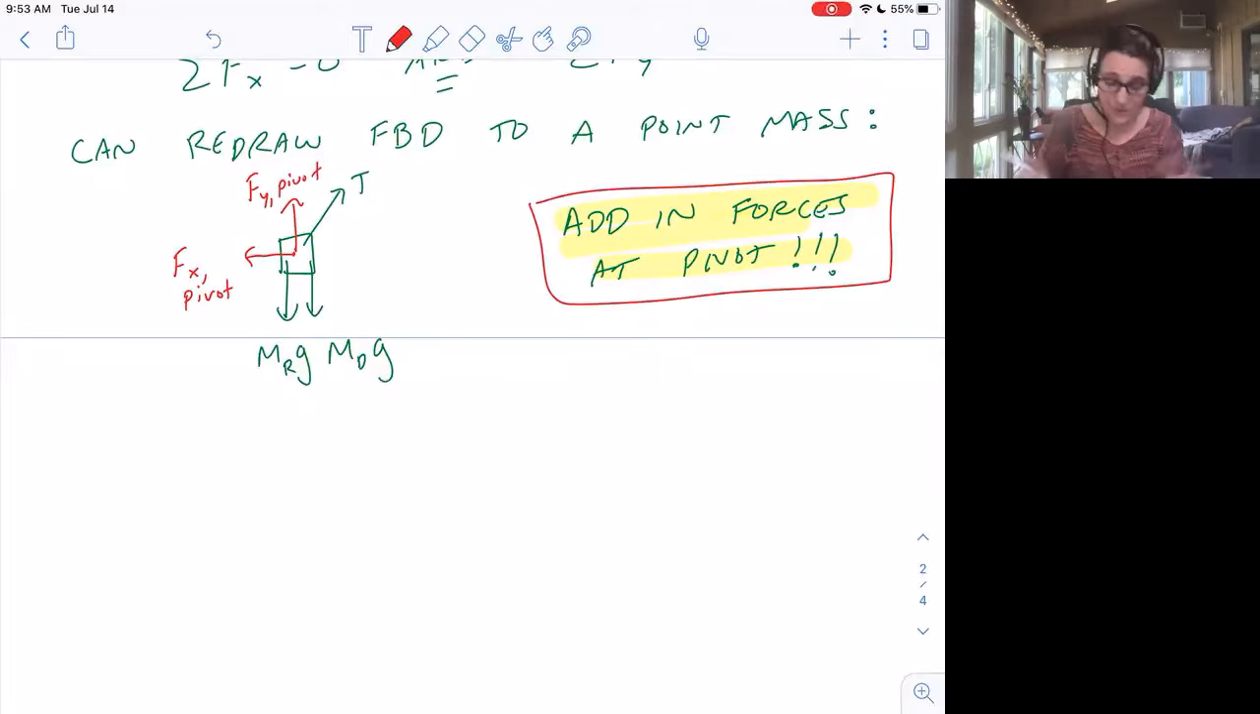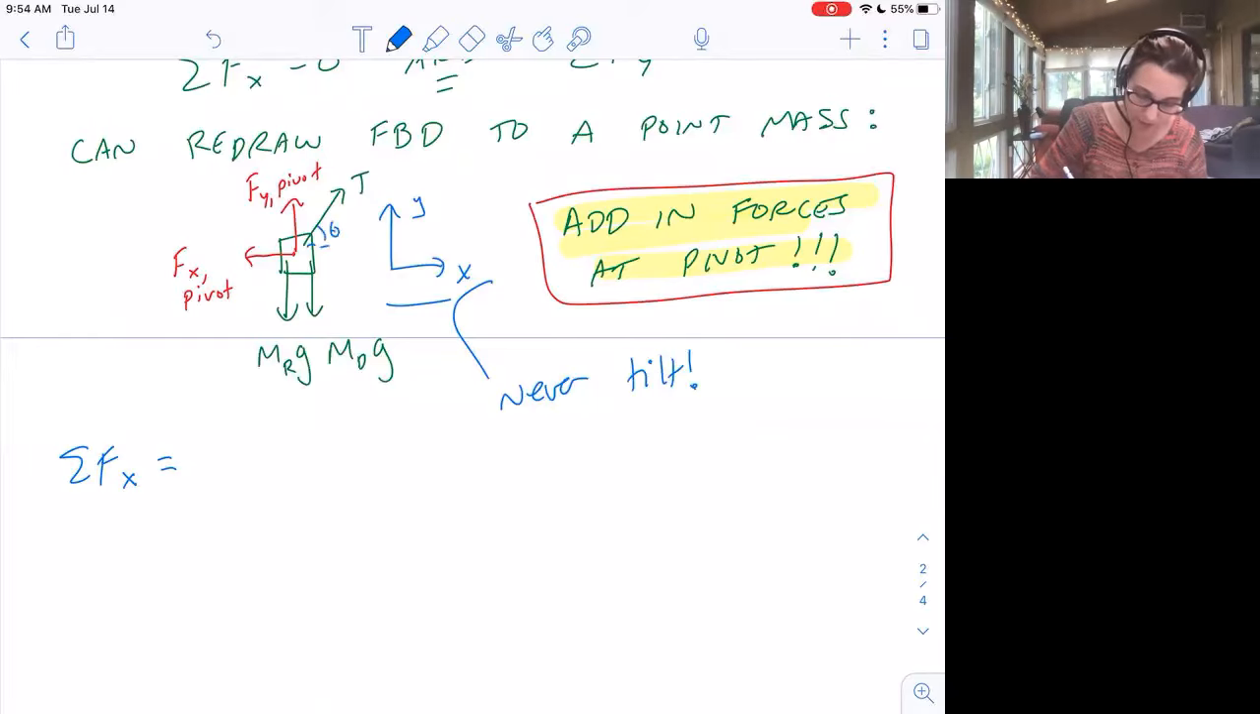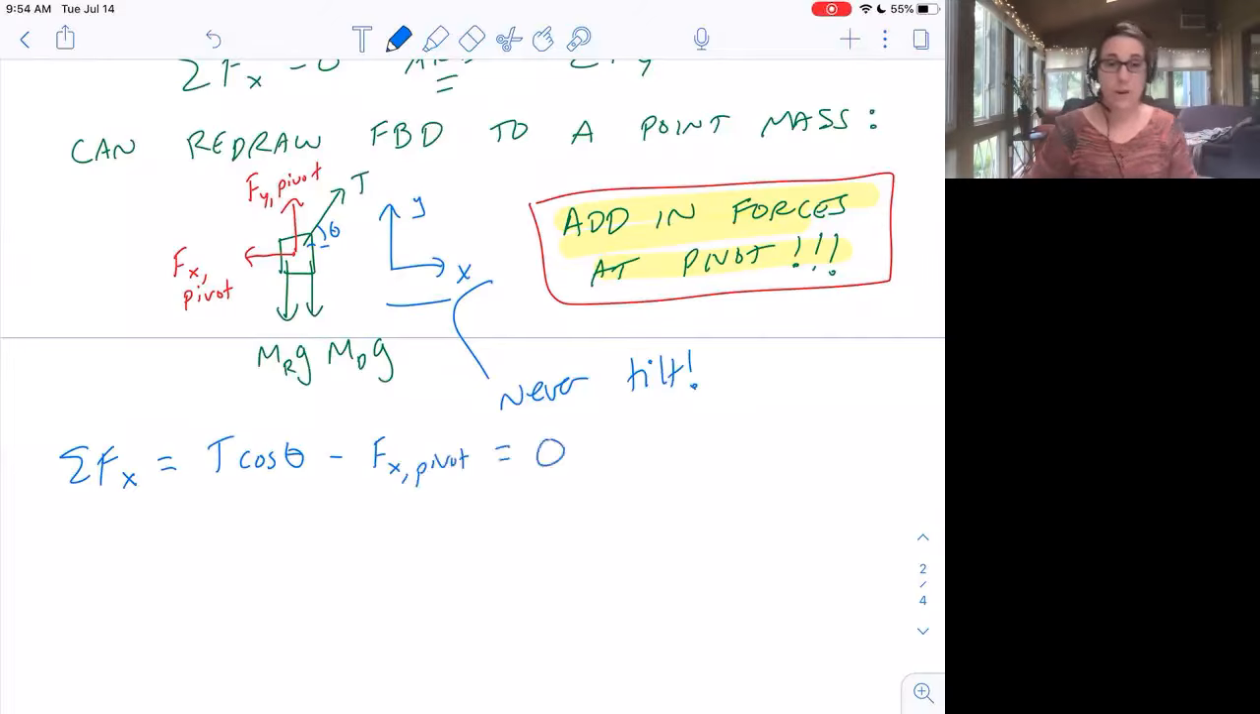And then what you're going to do is you're going to just have your axes. Do not tilt your axes. We're not going to tilt our axes when we do our sum of forces or anything. We're just doing our good old sum of forces in X and Y. And our acceleration is 0. So we would write out the sum of forces in X. And we only have 2 here. Remember, this angle is theta. So I could write this as T cosine theta minus F sub X at the pivot would equal 0.